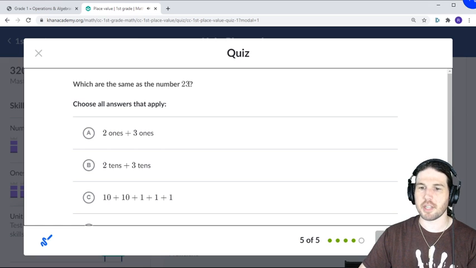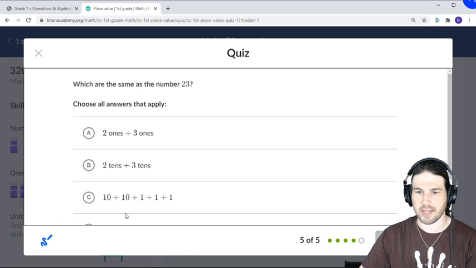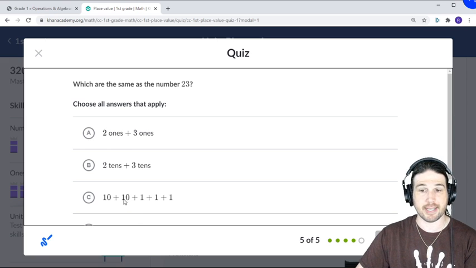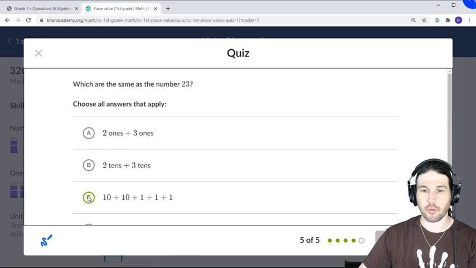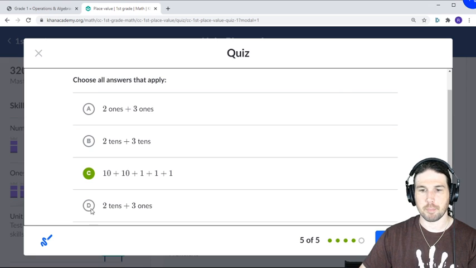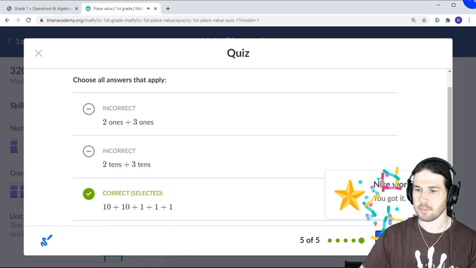Which is the same as the number 23? Well, that's 20 plus 3, right? 10 and 10 is 20. And 1 and 1 and 1 is 3. So that's that one. But also 2 10s and 3 1s. And that's the quiz.